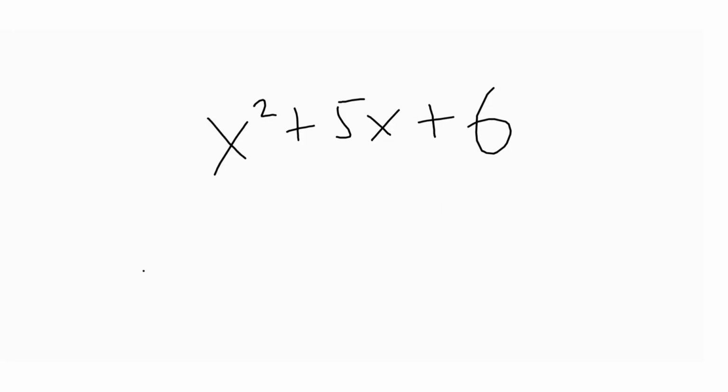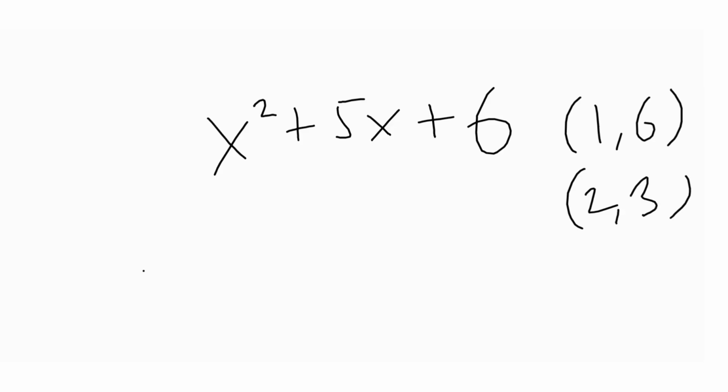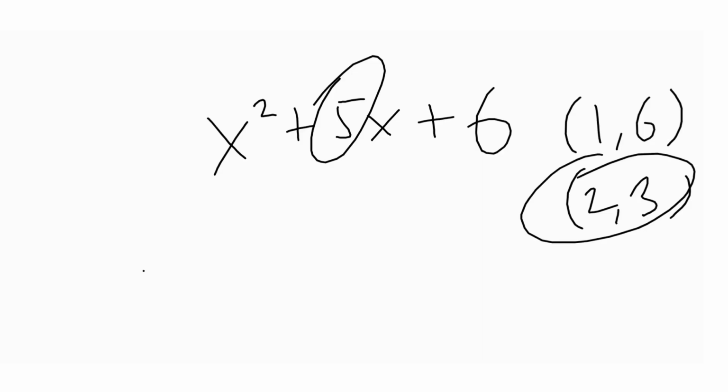Let's try an example. X squared plus 5x plus 6. First, let's try to find which pair of numbers multiplies to 6. Well, we've got 1 and 6, and 2 and 3. Now let's see which one of these pairs adds to our coefficient, which is 5. And that would be 2 and 3.